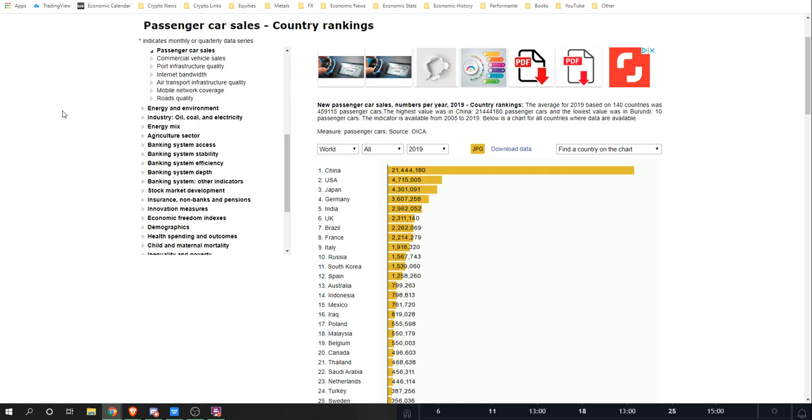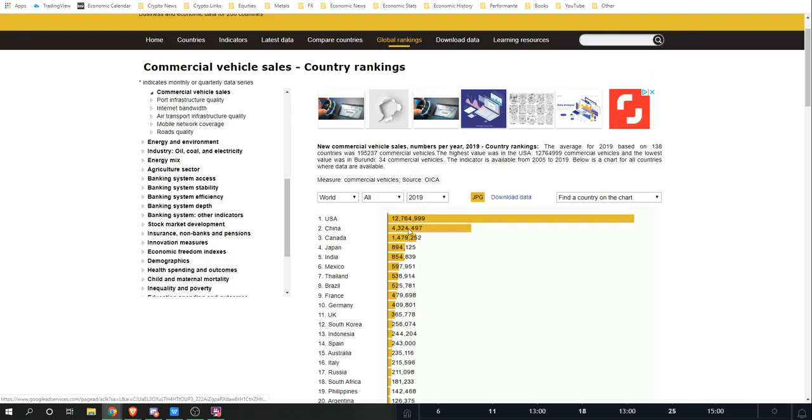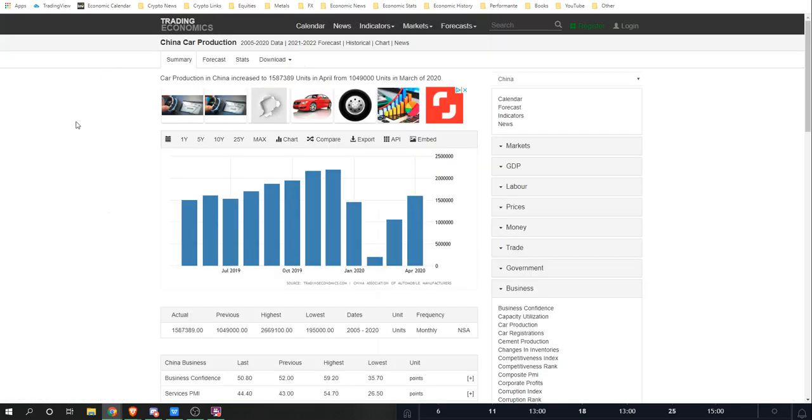China is a huge player in passenger cars, and America is the huge player in commercial vehicles, with China second. So we're going to be looking at both China as well as America, seeing the truck and car sales, commercial vehicle sales, as well as the normal passenger car sales, and understanding the demand that is coming into these two sectors. So first thing, we're going to look at the China car production.